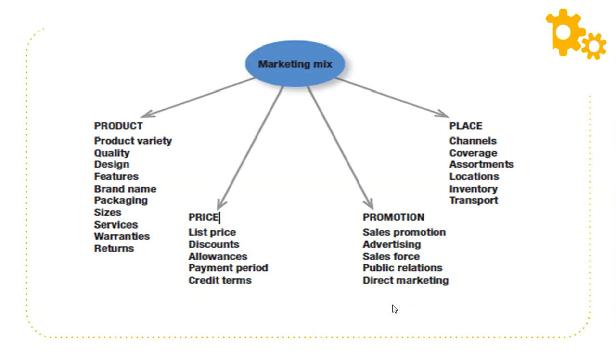Place. So what is your strategy for distribution? What type of channels you are using? How much coverage you have? What type of assortments you have for the distribution strategy? What type of locations you are considering at initial stage or at later stage? How you are carrying inventory to satisfy the requirement of your dealers? What type of transport you are using? Like, are you using road transport, sea transport, or air transport?